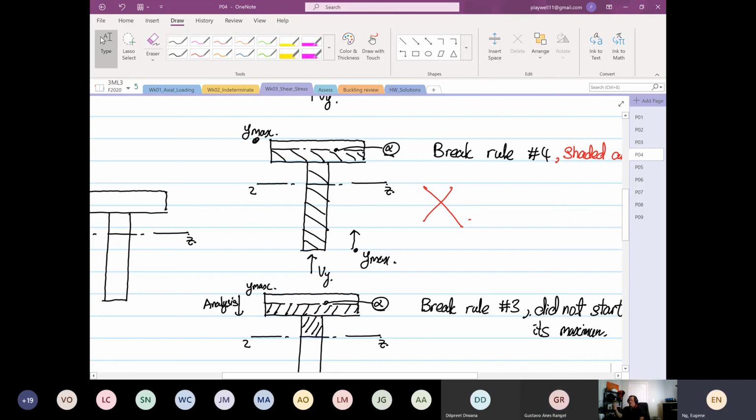The rules still say what? You're going to start from y max, yes or no? It's still starting from y max, but you cannot cross your what? You cannot cross the centroid. Now that's the part that I don't understand. Why you cannot cross the centroid, right?